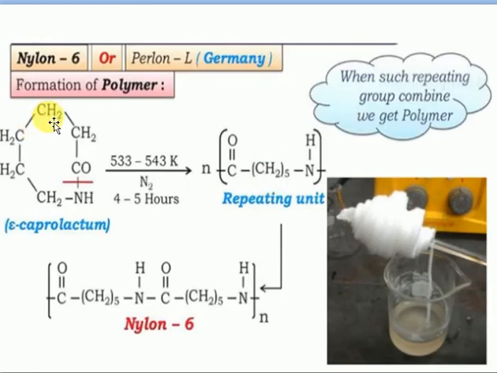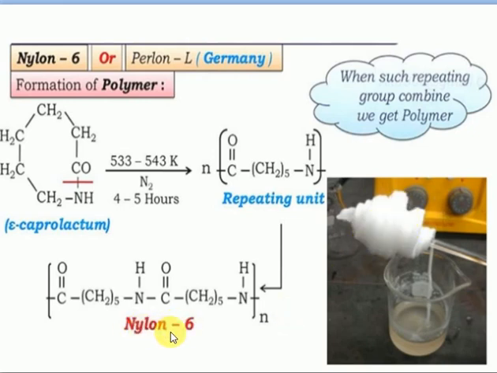Next, remember students, when you take caprolactam, such repeating units combine together to form a polymer. Look at the temperature: 533 kelvin to 543 kelvin in a nitrogen atmosphere, for 4 to 5 hours. In that condition the repeating units are joined together to form nylon 6. You can see this is nylon 6 only.